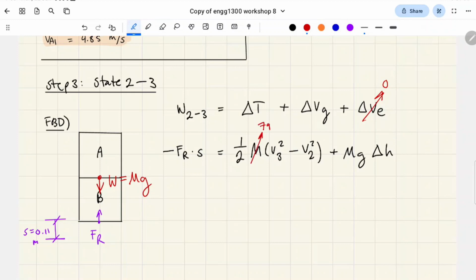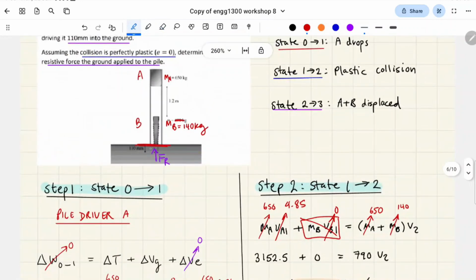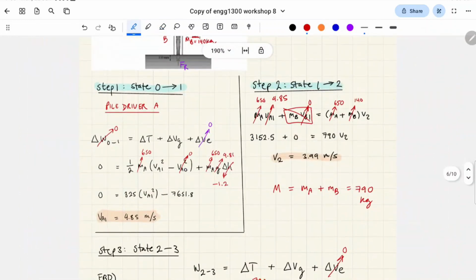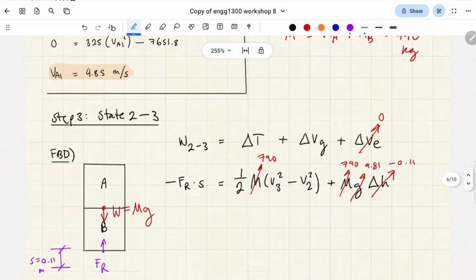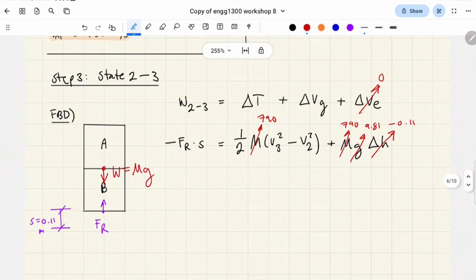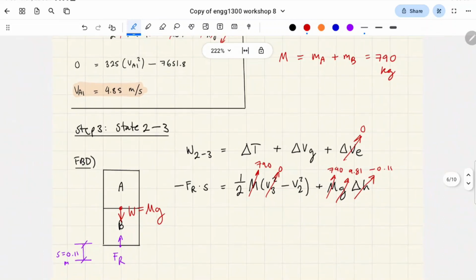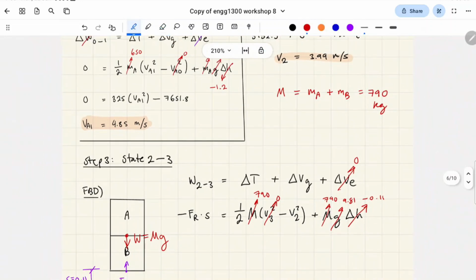Okay, big M was 790, right? G was 9.81. Okay, think about H, right? Between state 2, which is when it just collides, and state 3, which is when it's displaced, right? That change in height is just going to be the negative displacement. So between here and here, right? That's the change in height. And V3, right? So we know that the pile is driven and then stops moving, right? So that should be 0. Like it's driven into the ground and then at the very end it should stop moving. V2 is what we solved for in the second step.